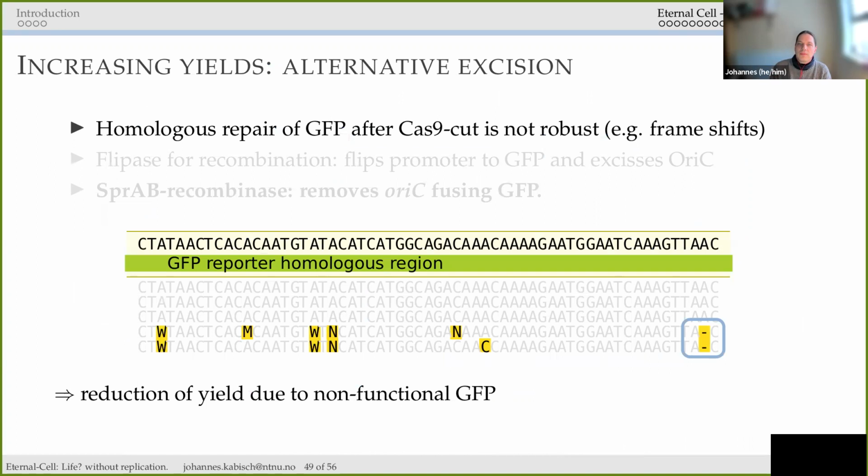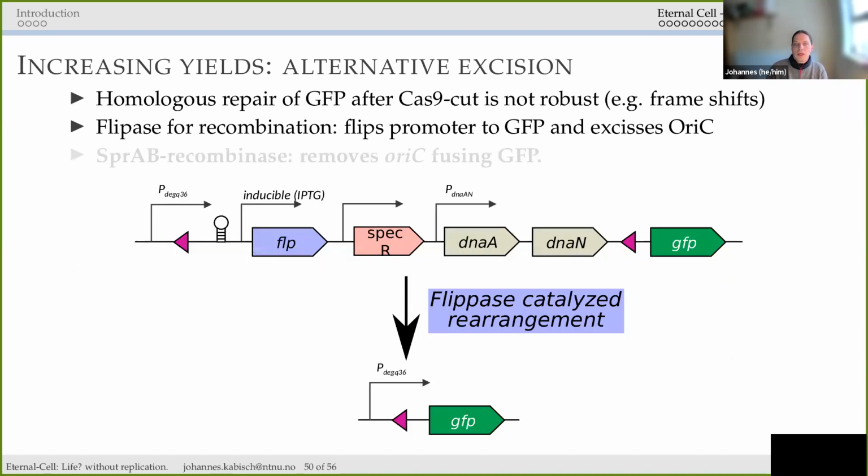We then did some deep sequencing and found that it seems like the homologous repair of the GFP after the Cas9 cut is not really that robust, so we get some mutations, frame shifts. And of course, whenever this happens, we lose part of the actual yield because we cannot select for cells that do not show GFP. We then tried alternatives to the Cas9 excision.